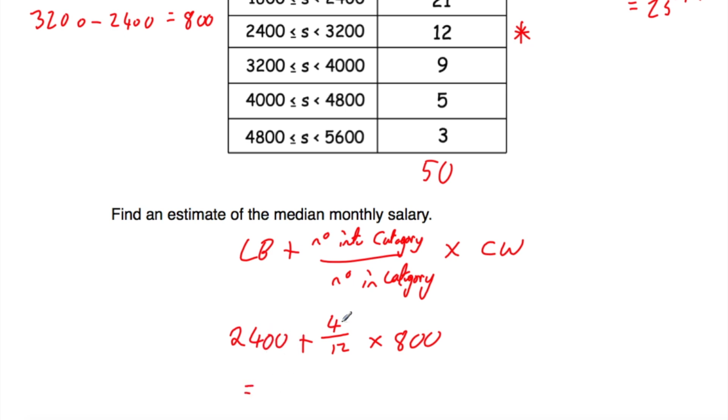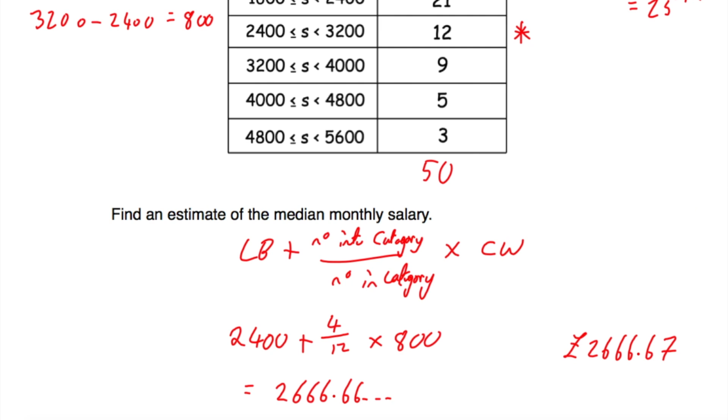So let's work this out. It's a calculator question. 2,400 plus 4/12, which is a third, multiplied by the class width, which is 800, gives us an answer of 2,666.66 and so on. I'm going to round that to the nearest penny, so that's going to be £2,666.67. And that's our estimate for the median salary.